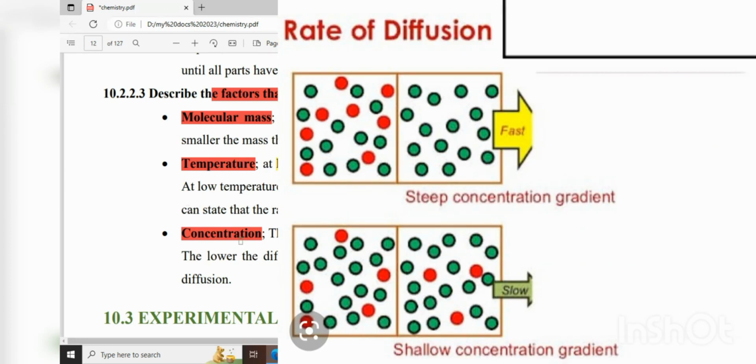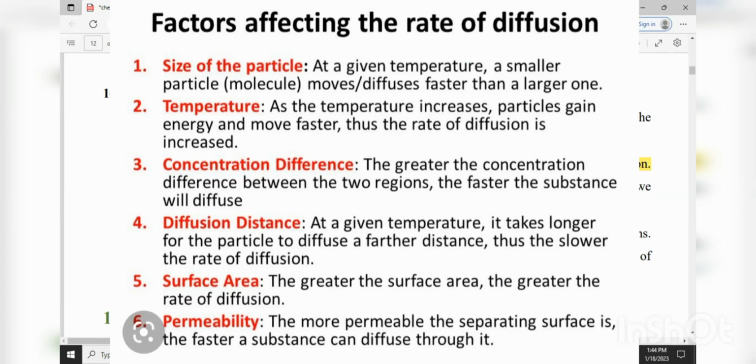The other factor is the concentration. The higher the difference in concentration, the faster the rate of diffusion. The lower the difference in concentration of the two substances, the lower the rate of diffusion.